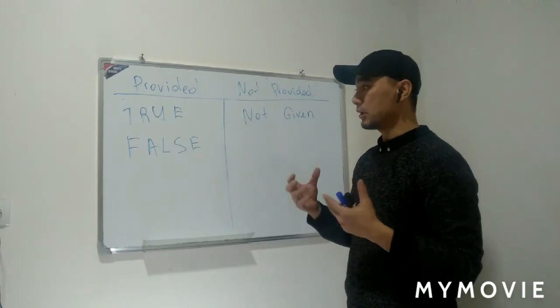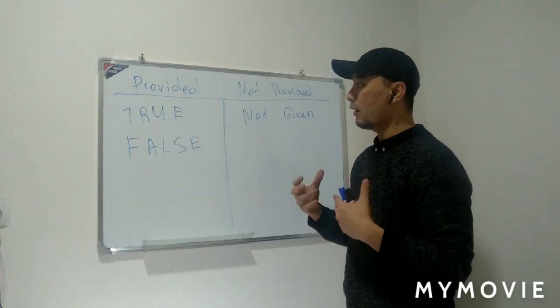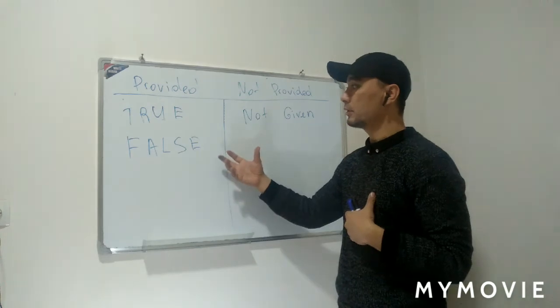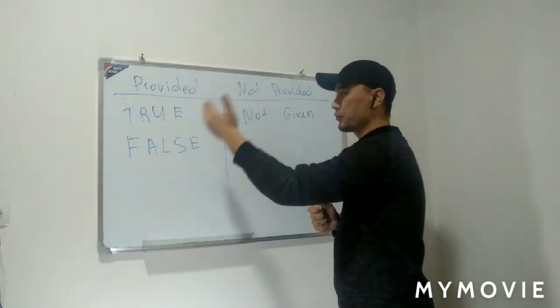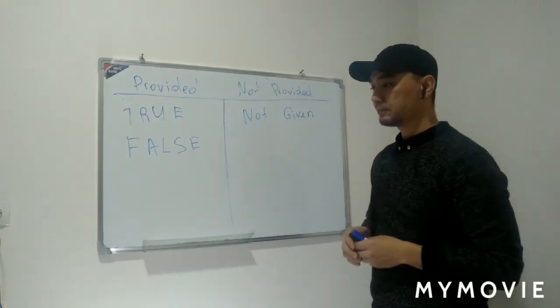That's why it's very often useful for me to divide these statements into two columns: true, false, and not given.